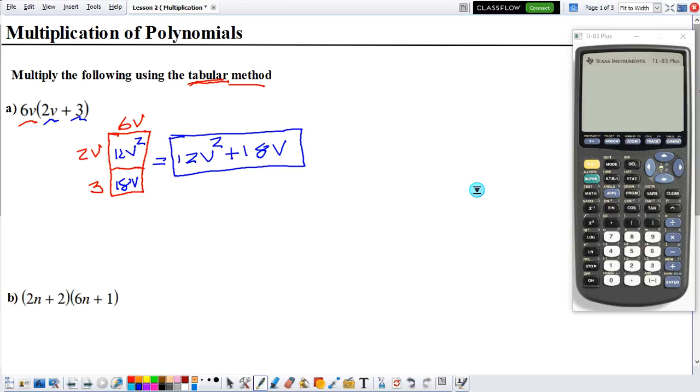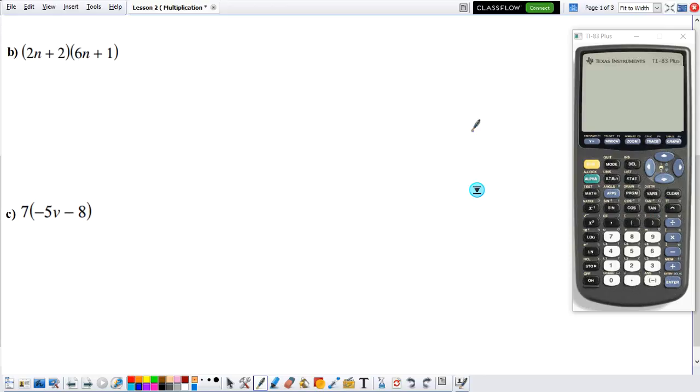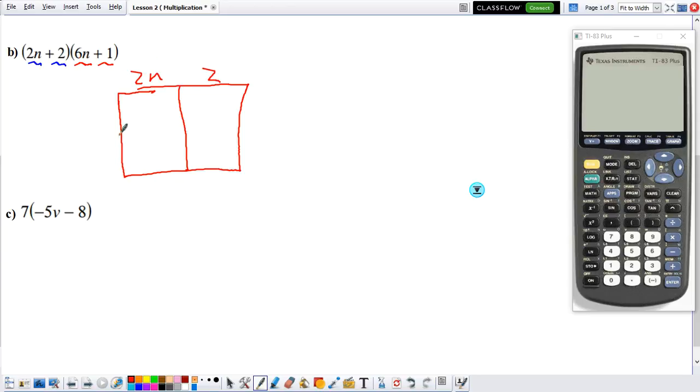Now, let's look at the next example here. Again, the first thing you want to do is see what are the dimensions of my box. What is the box that I need to create? So the first expression has two terms. The second expression has two terms. So that means that we're going to be creating a 2 by 2 box. So now, let's create that box. Why do I have a 2 by 2? Because the first expression has 2n and a 2, and the second expression has a 6n and a 1.